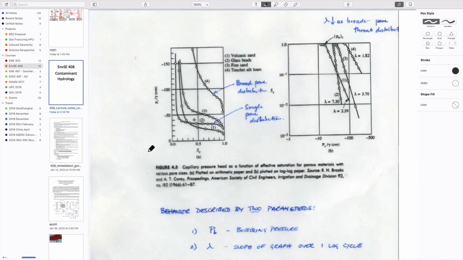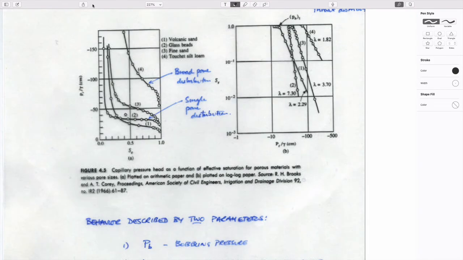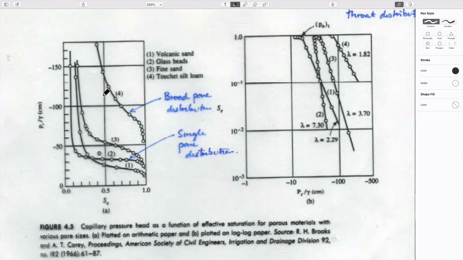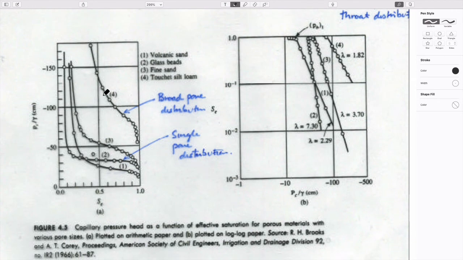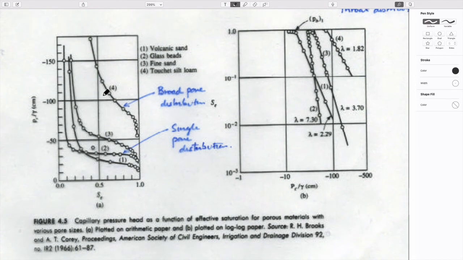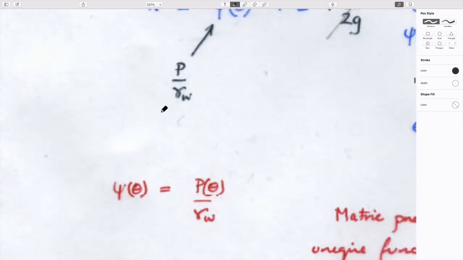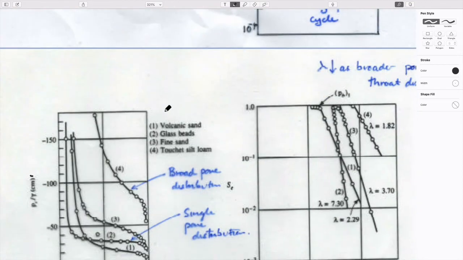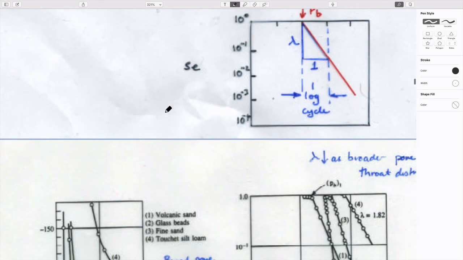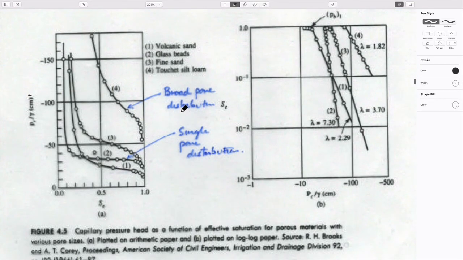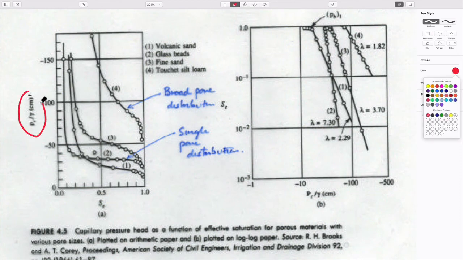And I suppose this really is the transformation here: if you take the four curves here on the left-hand side, they're all defined in terms of matrix potential. This is capillary pressure divided by unit weight, so this is matrix potential on this side, by definition.